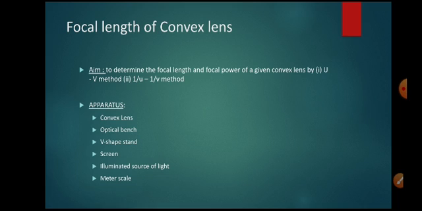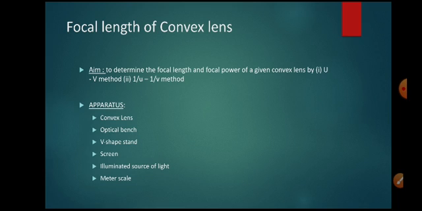And sometimes, based on this experiment, 5 to 6 questions will be raised. One is: determine the focal length and focal power of a given convex lens by using the UV method. Another is: determine the focal length and focal power of a given convex lens by the 1 by U 1 by V method. Another is: determine the focal length of a given convex lens by the UV method and plot a 1 by U 1 by V graph. And another is: determine the focal length and focal power of a given convex lens by the 1 by U 1 by V method and plot a 1 by U 1 by V graph. Like this, different questions arise based on this convex lens experiment.